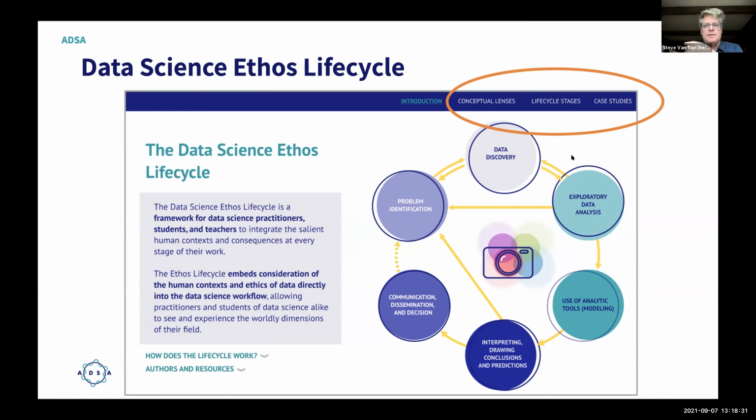So the area to focus on in this diagram is right here at the top in the menu bar, where you can navigate to the different stages of the research life cycle. You can navigate to these conceptual lenses for how to consider the ethical components of your research. And then there are case studies built out for the tool that help you walk through an actual real world case to see how you can apply these conceptual lenses to the life cycle stages.